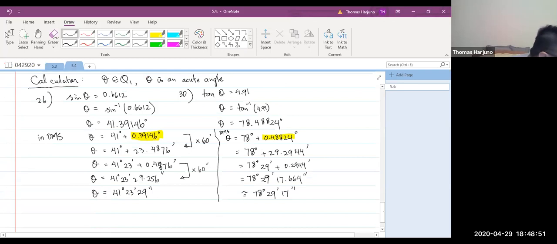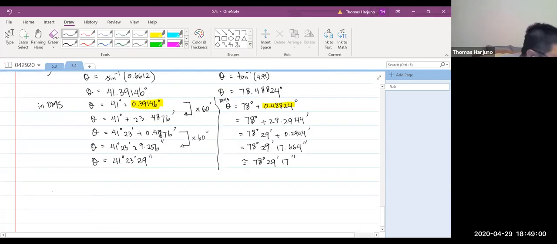Now that's for tangent. What if we have a question where the inverse function is not on our calculator? Let's say number 32: cotangent theta equals 0.361.